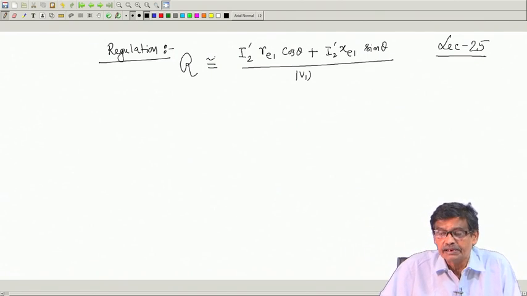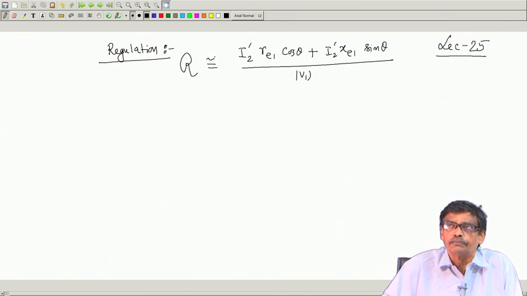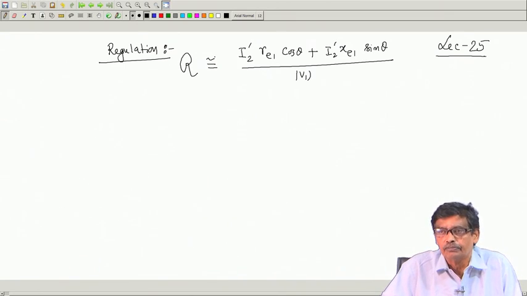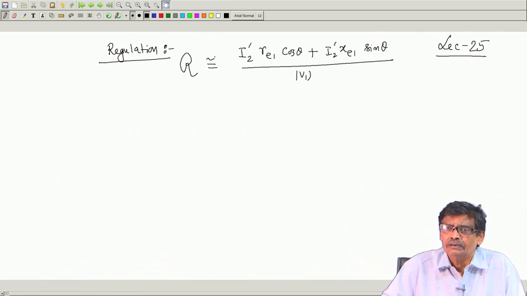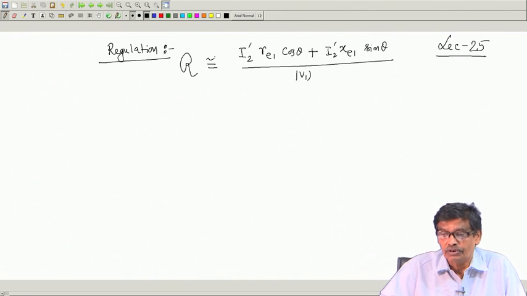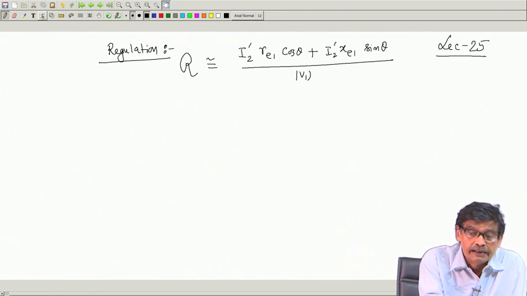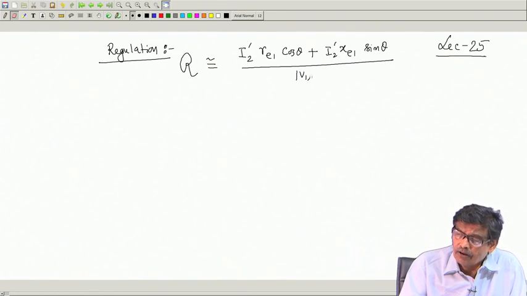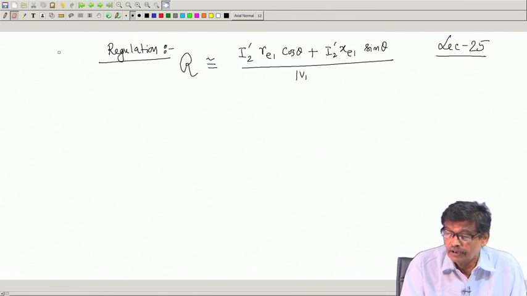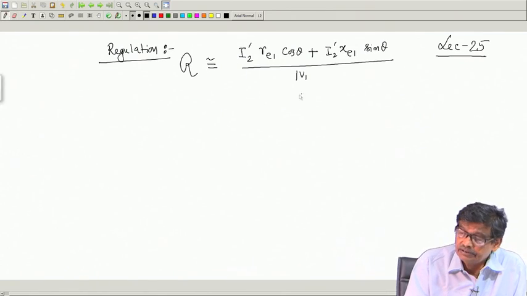I told you that determining regulation by actually loading the transformer is almost an impossibility. If the transformer has a very large kVA and large voltage ratings, getting that load in the laboratory is out of the question. Therefore, these expressions come very handy, and this widely used formula is approximate.